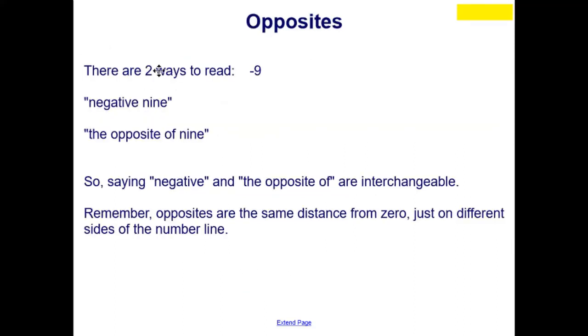There are two ways to read -9, or this number right here. -9 is negative 9, or the opposite of 9. So saying negative and the opposite of are interchangeable. They mean the same thing. Remember, opposites are the same distance from 0, just on different sides of the number line, as we noticed before with 4 and -4.